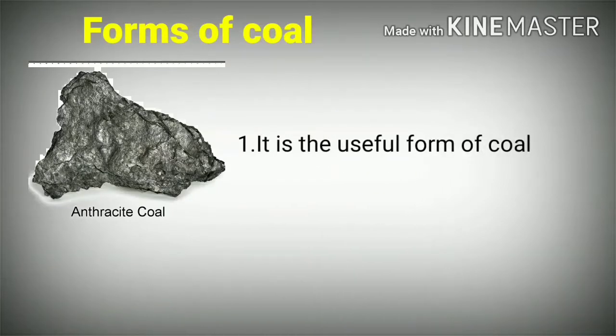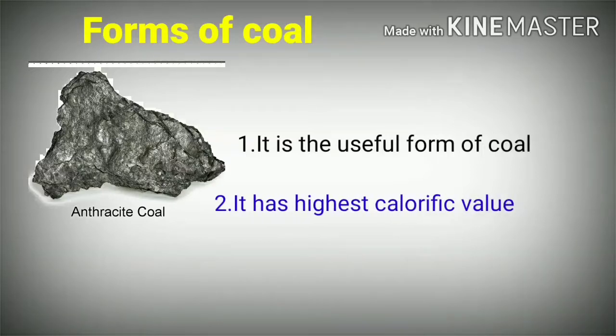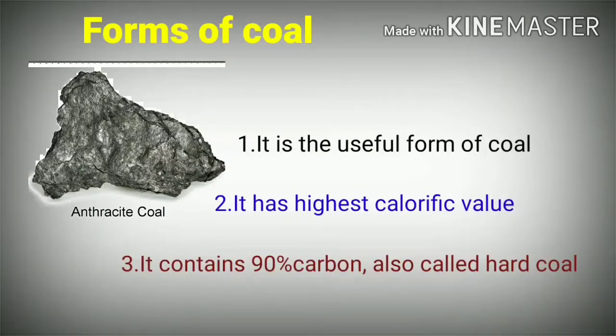First is anthracite coal. It is the most useful form of coal. It has the highest calorific value. And third point, it contains 90% carbon and is also called hard coal. About calorific value you have learnt in your previous class. Calorific value gives you an idea about the efficiency of any fuel.